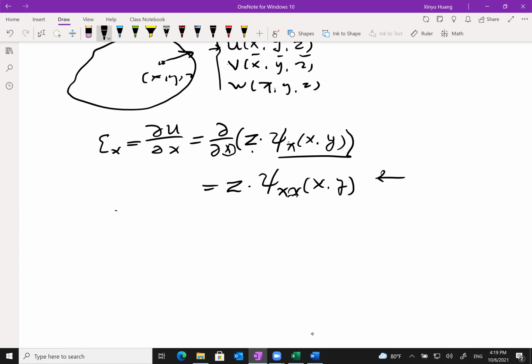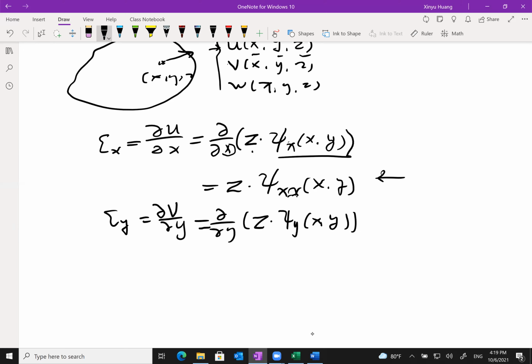All right. Similarly, we can calculate epsilon y. Epsilon y is partial v partial y. So we do a partial y of z times psi y xy. That gives you z times psi y y xy. Any questions?